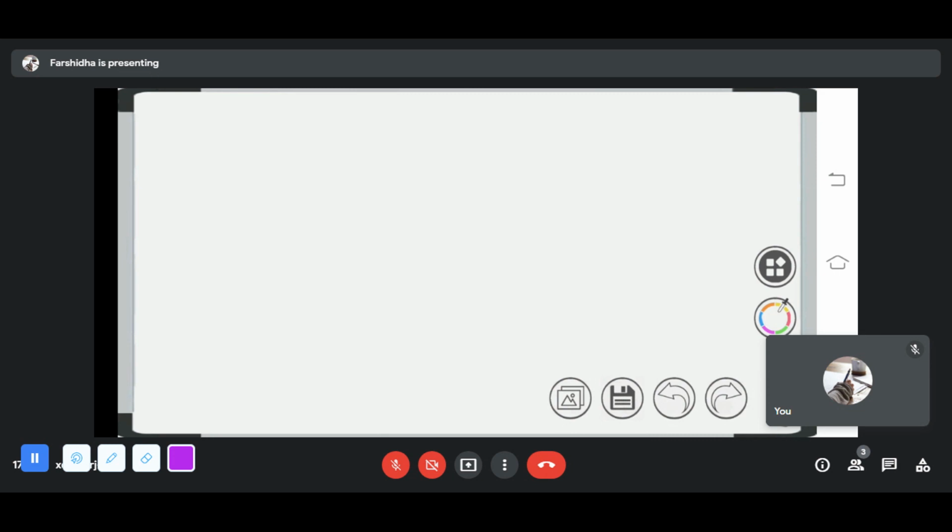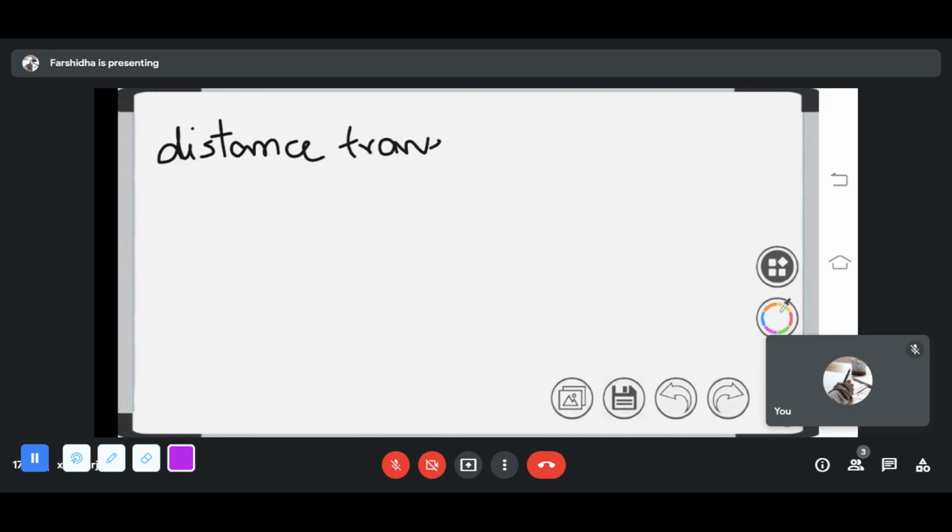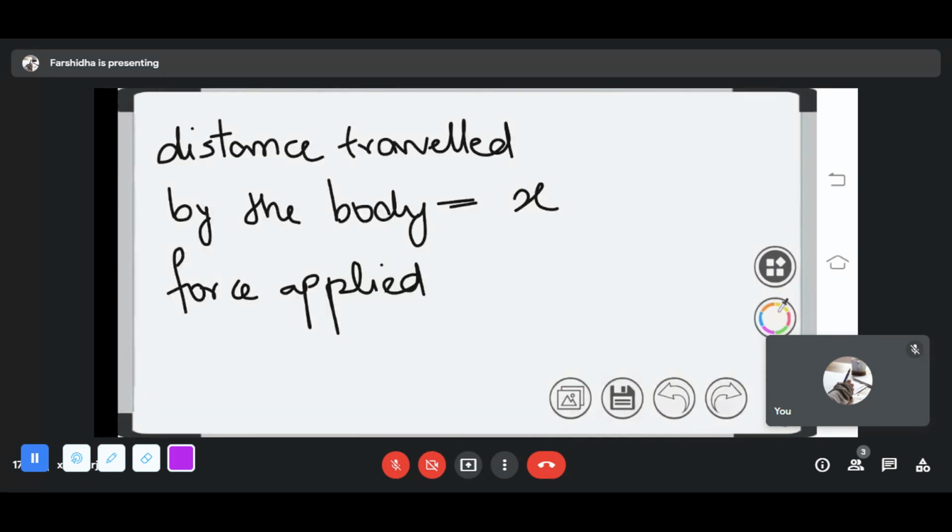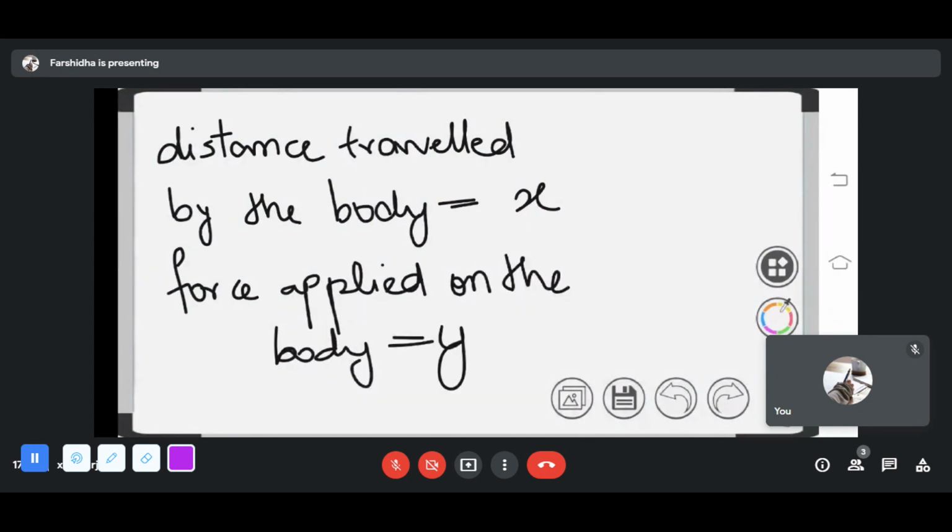So you need to find the distance traveled by the body. You don't know the value of x, but you know the value of y. And force applied on the body as y.